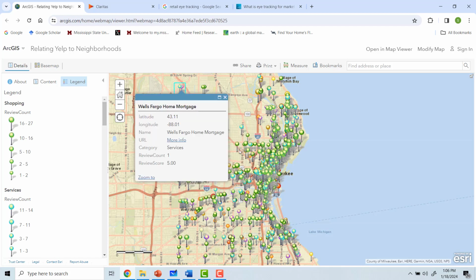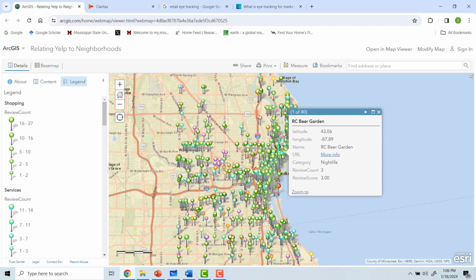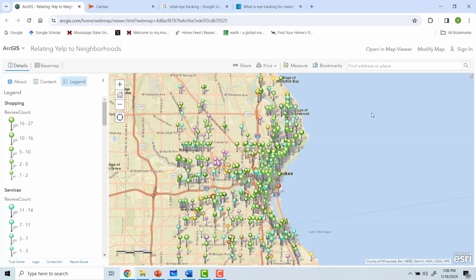This is something I did a long, long time ago when I actually lived in Milwaukee. I could have maybe colored these by market segment, supermarkets in one color, bars in another color, etc., etc. But you can get some idea that you've got business information laid on top of a geographical area. So that was just a really basic example of GIS.